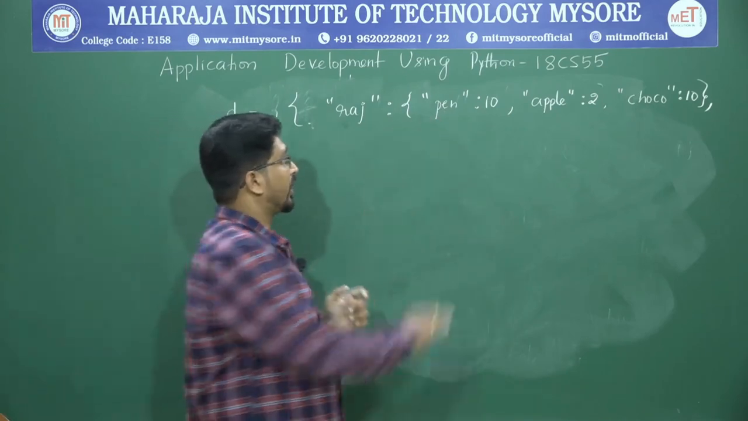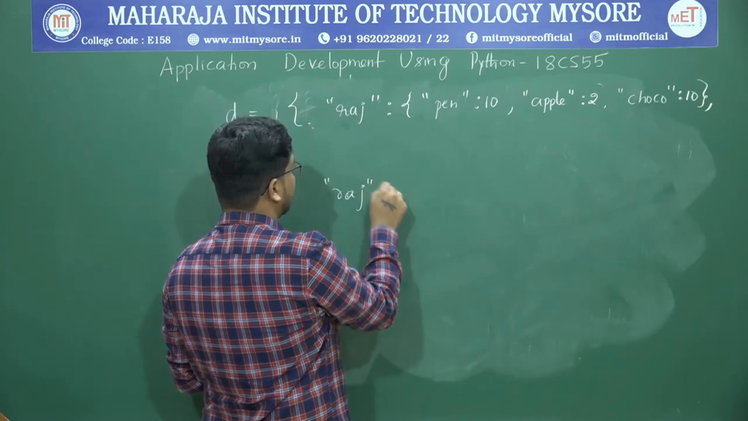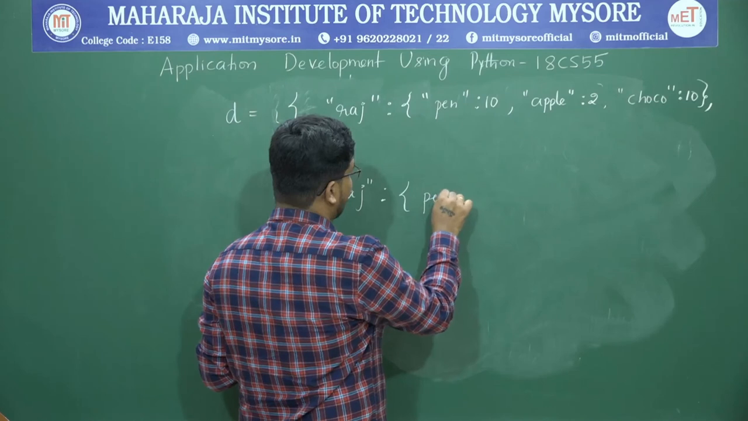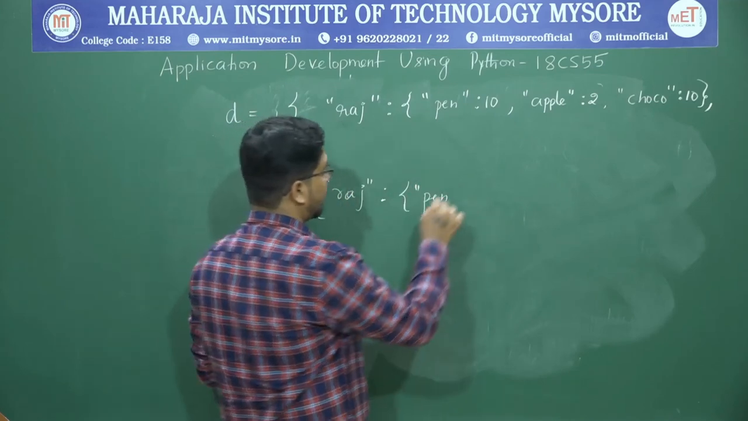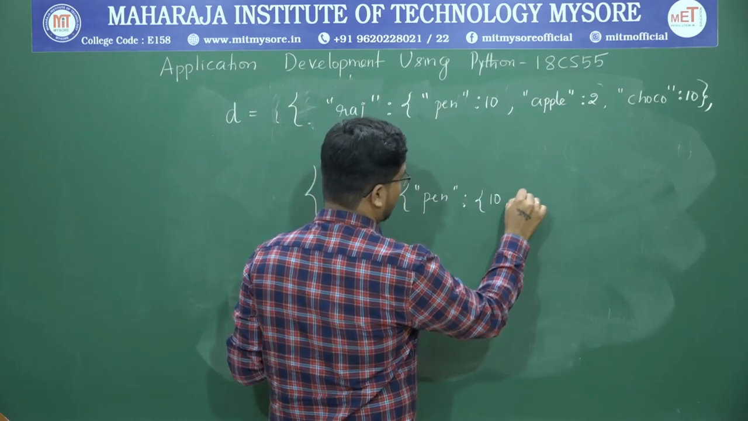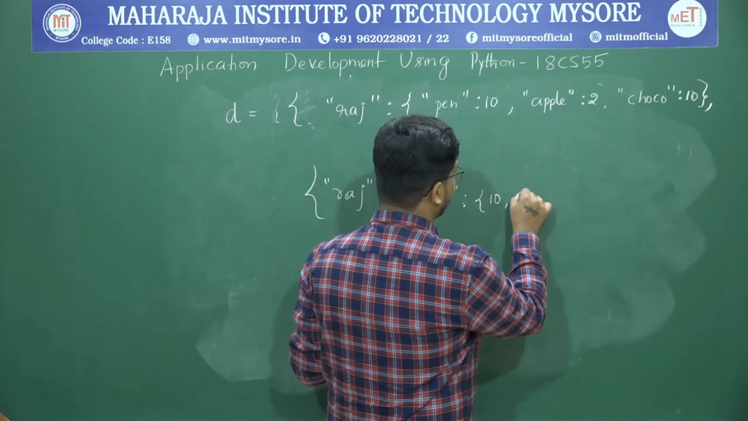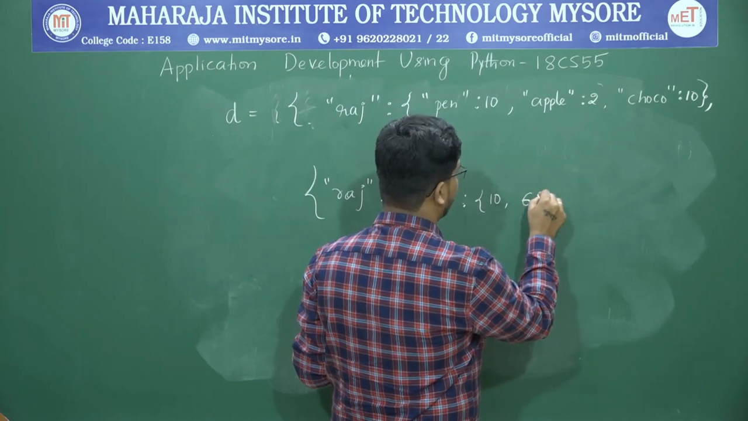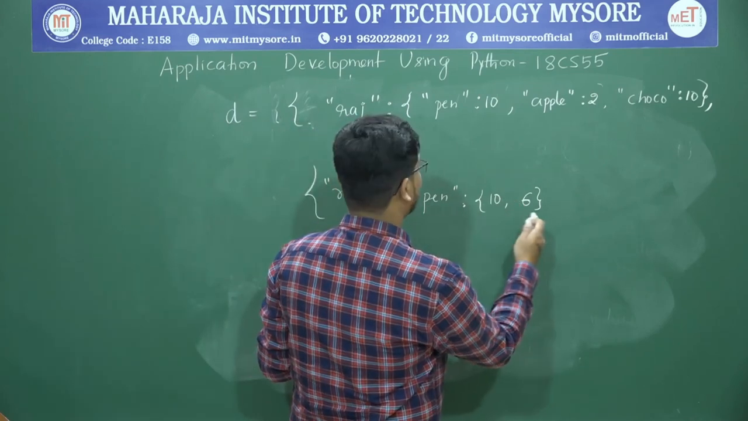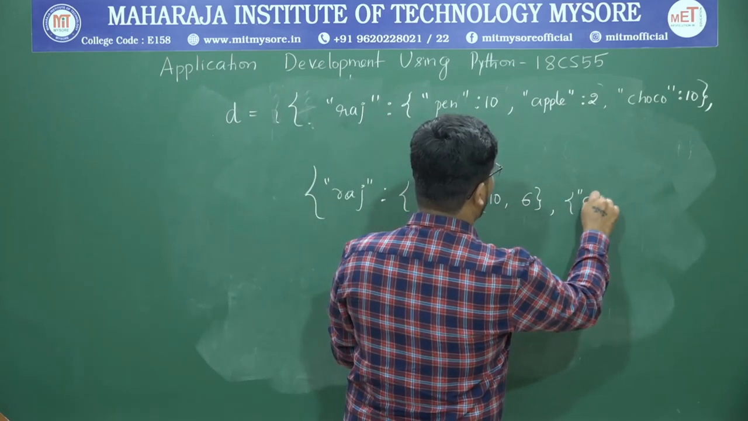Okay, if you want, you can consider one more dictionary over here. Let us say I can write Raj. It's one big dictionary. Inside that you have what is the item. Item is pen, and what is the quantity, what is the price per quantity, let us say the price is 6 rupees per pen. Like this you can consider. This is the one item, right? This is the one item.